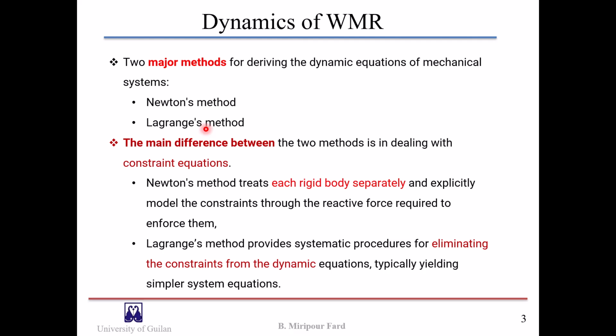The main difference between the two methods is the dealing with constraint equations. While Newton's method treats each rigid body separately and explicitly models the constraints through the reactive force required to enforce them, Lagrange provides a systematic procedure for eliminating the constraints from the dynamic equations, typically yielding a simpler system of equations.